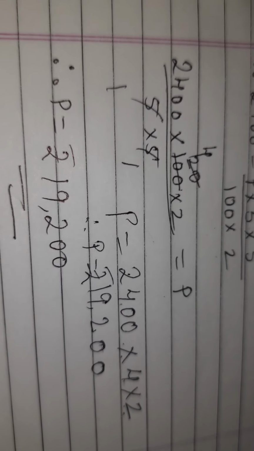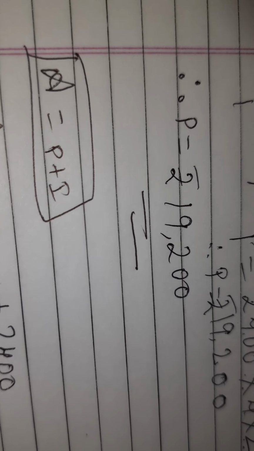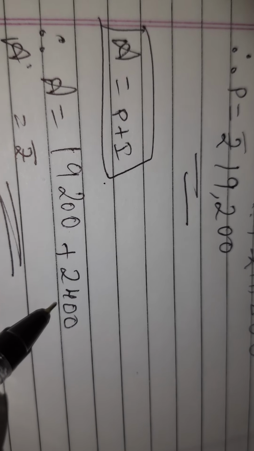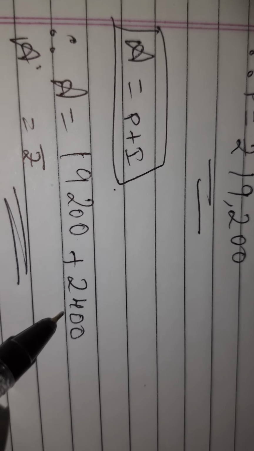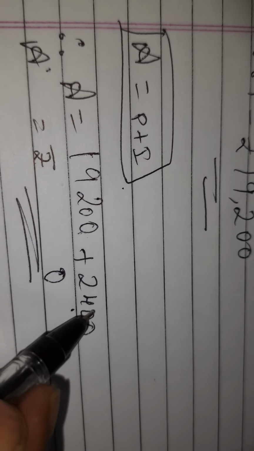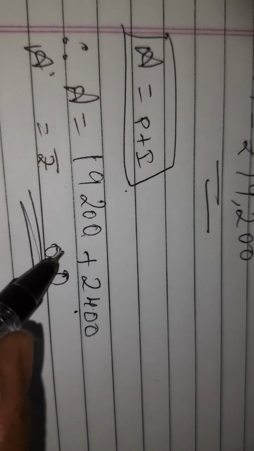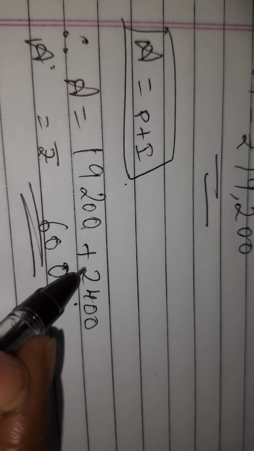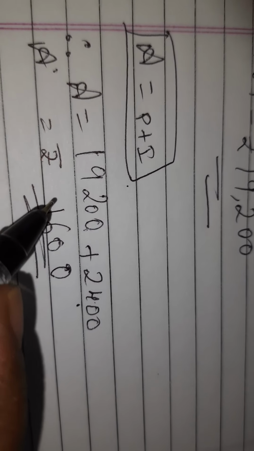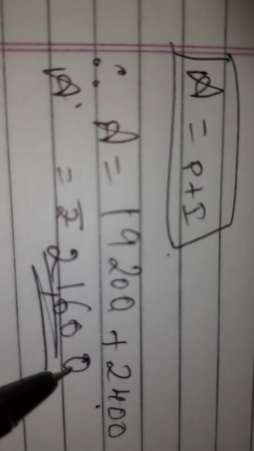Now once we got principal, it is easy to find out the amount. Amount is P plus I. So principal we got 19,200 plus interest 2,400. And that is how much? 0 plus 0, 0; 0 plus 0, 0; 4 plus 2, 6; 9 plus 2, 11, 1 carried over, so 1 plus 1. So 21,600 is the amount.